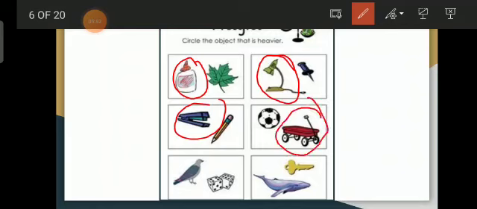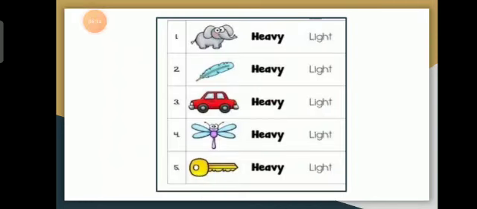Bird or the two dice? Bird. Dolphin or a key? Heavier one. I have circled the heavier objects. Now move to the next one.